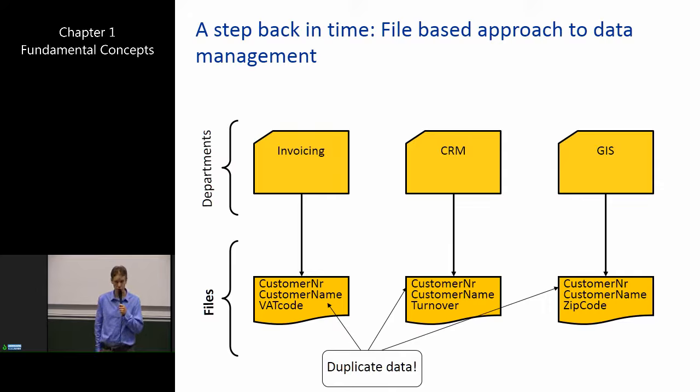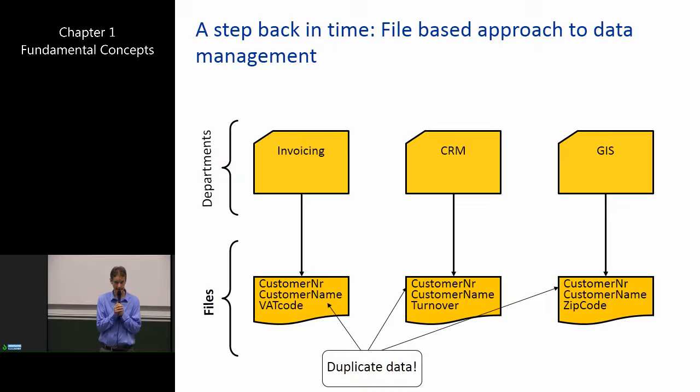Very important to note is that those files are clearly not integrated. They're separate. And if you have a closer look at some of these files, you see a lot of replication. So you see customer number being recorded here, here, here, similar to customer name. Of course, each of these files also contains specific information for the application. So here you're going to have VAT code, you're going to have turnover, and zip code, for example. But what is really worrying is the replication or the duplicate data, because that could create all kinds of issues.